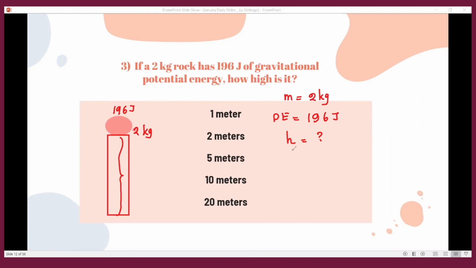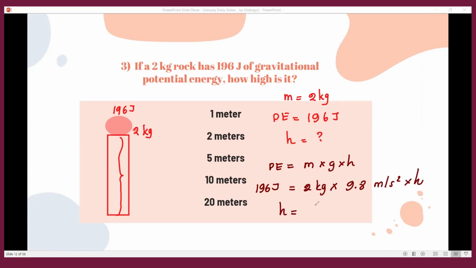Directly substituting, as we were used to doing: potential energy equals m into g into h. We are going to use 9.8 for our gravity. This is 196 joules, mass is 2 kilogram, gravity is 9.8 meter per second square, and h is what we have to find. So 196 joules being divided by 2 into 9.8. The answer is exactly 10. Remember the height, so the unit will be meters.